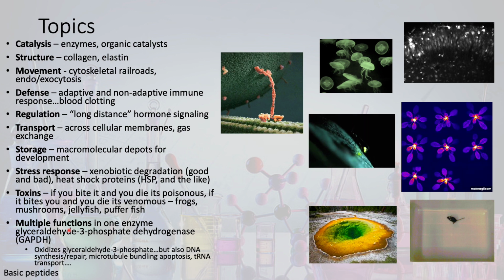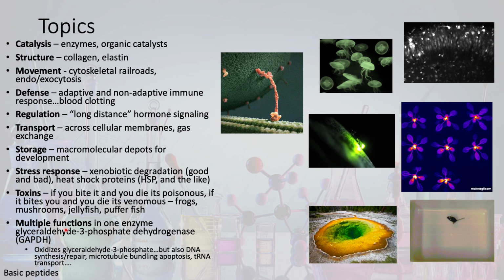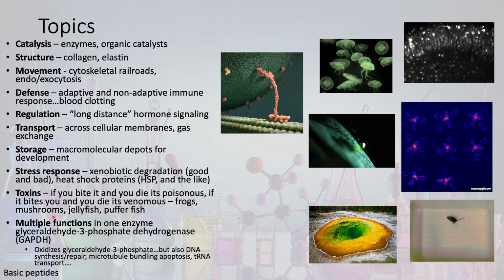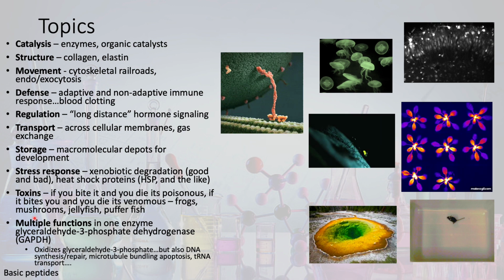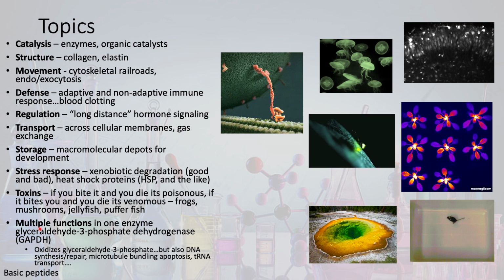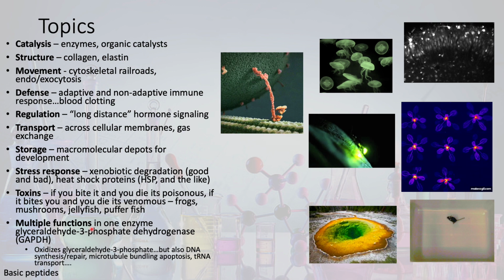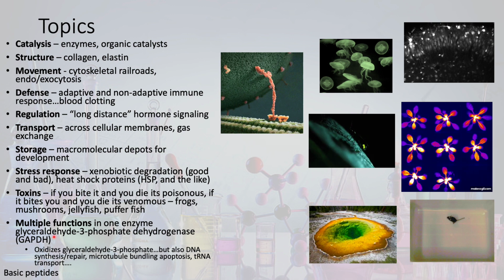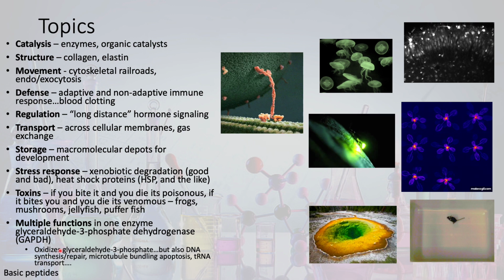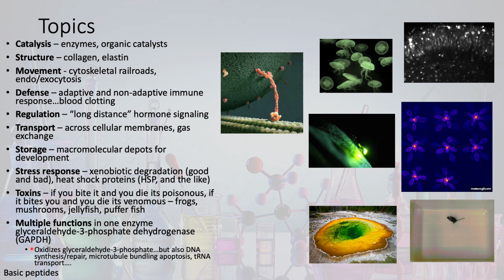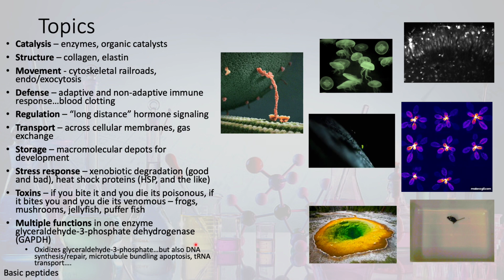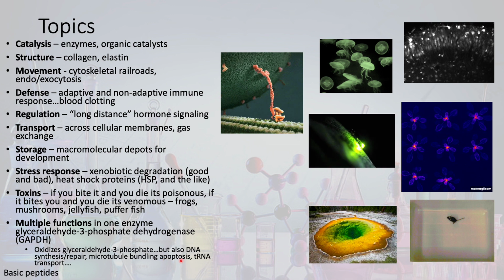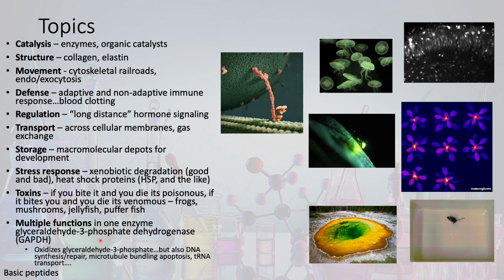And then, as I've mentioned in class before, there's not a lot of black and white in biochemistry. So some proteins or enzymes even have multiple functions, right? You wouldn't be able to characterize them into just one little group. So one enzyme, glyceraldehyde 3-phosphate dehydrogenase, or GAPDH, has multiple functions that you can see down here. It oxidizes glyceraldehyde 3-phosphate, and we'll talk about this in glycolysis, but it can also be involved in DNA synthesis and repair, microtubule bundling, apoptosis, tRNA transport, and the list continues.